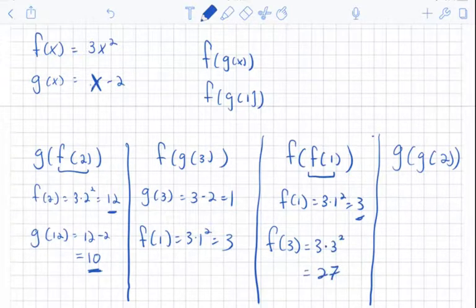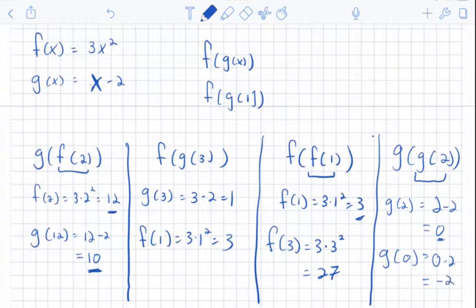First I evaluate that one. 2 minus 2 is equal to 0. And then I evaluate the outer one at 0. So that's 0 minus 2, which is minus 2. All right.